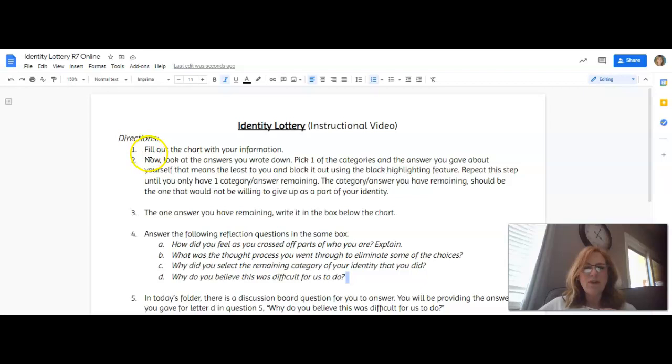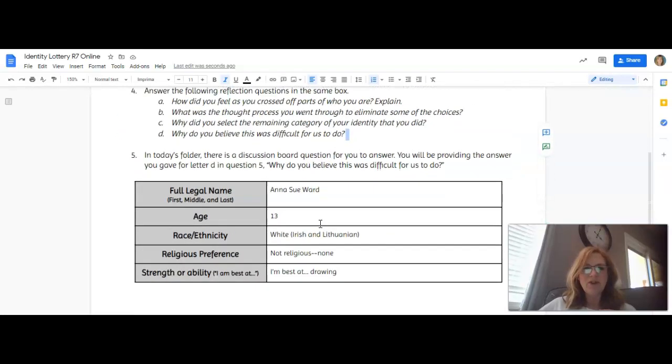First, you're going to fill out the chart with your information. Down below, there's a chart, and I've got a sample filled out here. You're going to fill out your full legal name, first, middle, and last. For example, Anna Sue Ward. Then you're going to write down your age, 13, or whatever your age is.